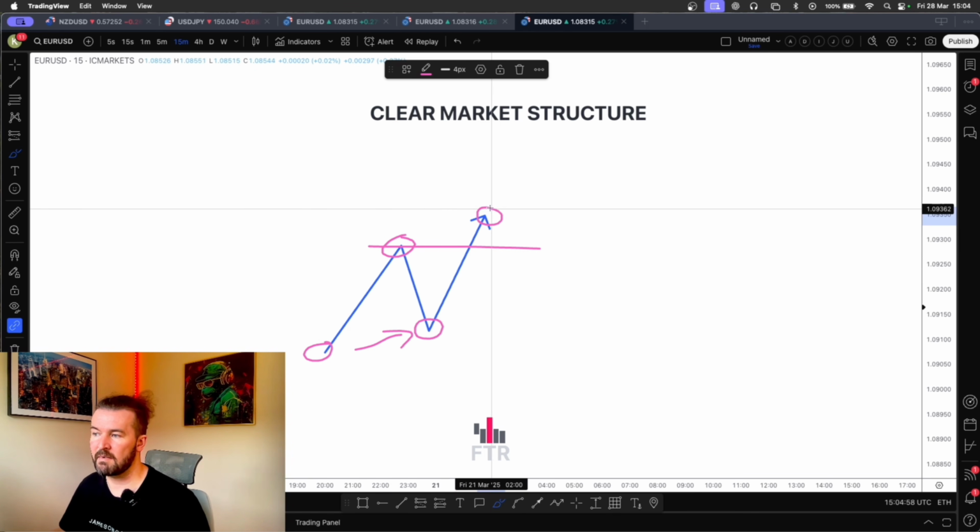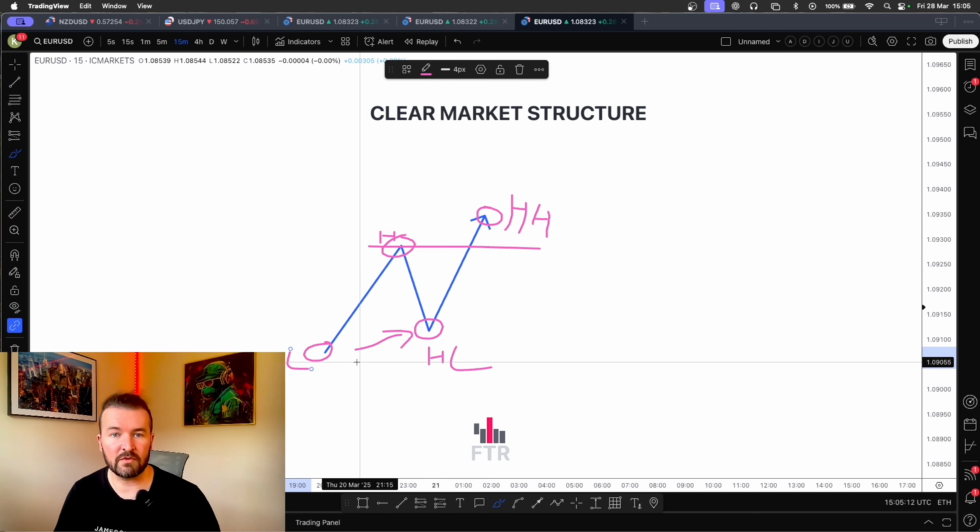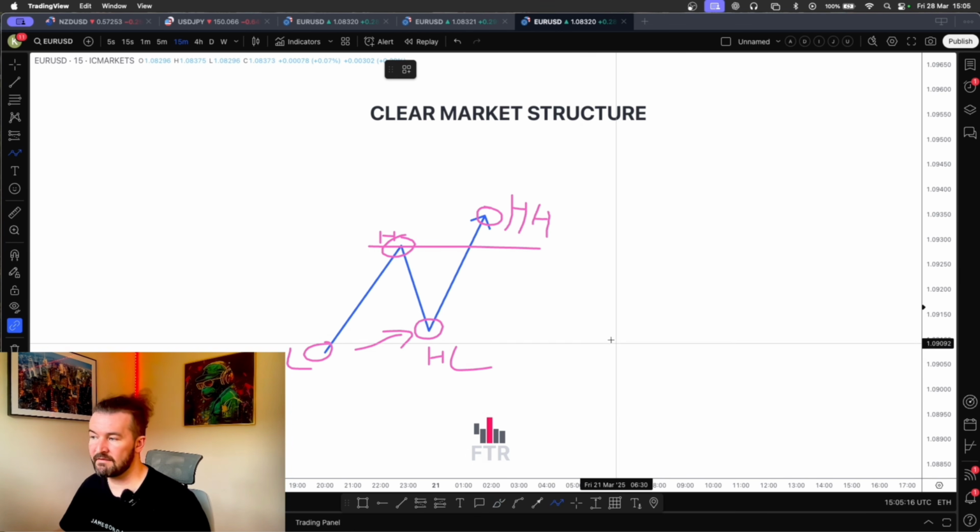So this ends up being a higher high, okay? Higher high. Ooh, I didn't do very well at art at school. Higher low, and this is just a high, and that is just a low. Okay, so really quite simple when the market's going up, and then just exactly the same on the way down.